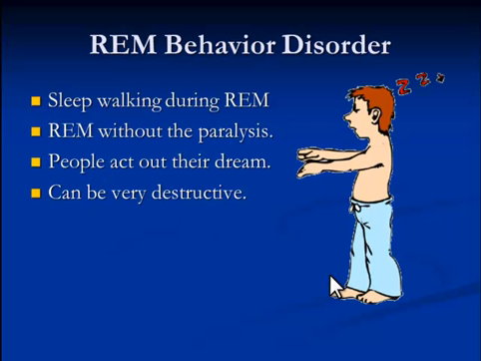And finally, there is what's called a REM behavior disorder. And this is a problem usually of dopamine in its facilitation of causing the paralysis during REM sleep. These people act out their dreams. This is a REM sleep without the paralysis, and it can be very disruptive.